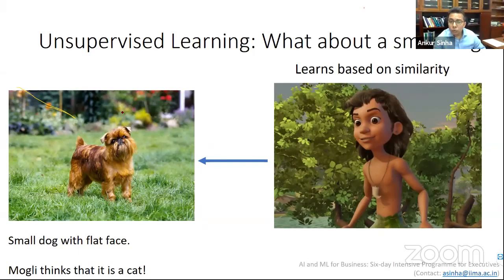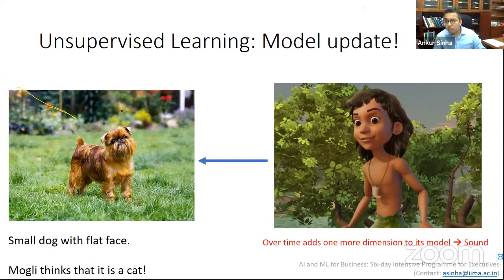Now, what happens as soon as the animal speaks? Mowgli feels that this particular animal is speaking like the bigger species. And then he might add one more dimension to his data set, and he will say, I should not look at only two dimensions, which is size and face. I should look at the third dimension as well, which is sound. And as soon as I incorporate the third dimension, the model in Mowgli's mind gets updated, and he starts putting this particular small dog into the right category.